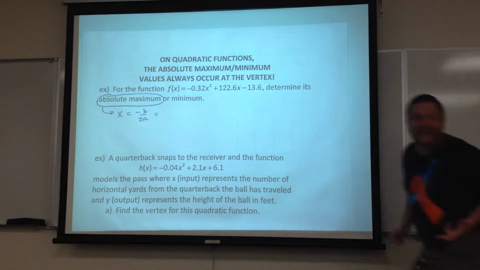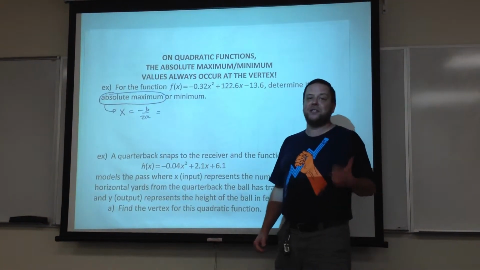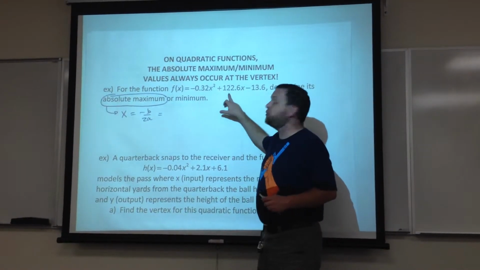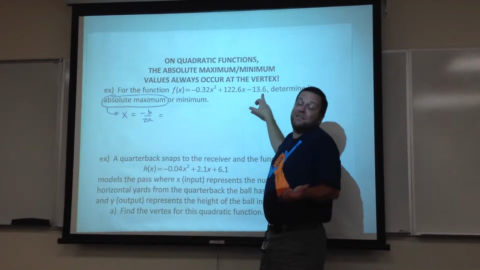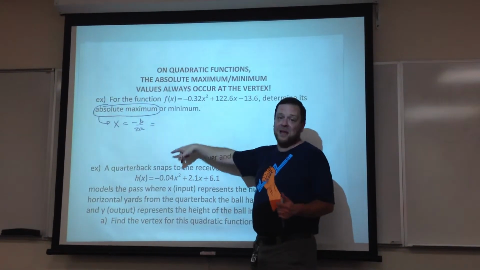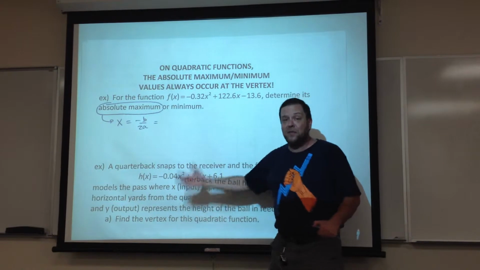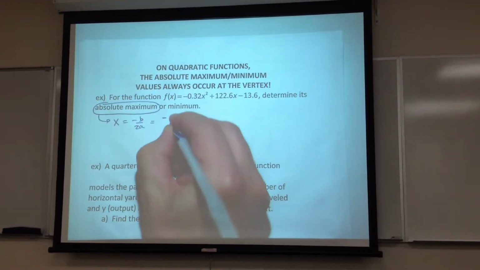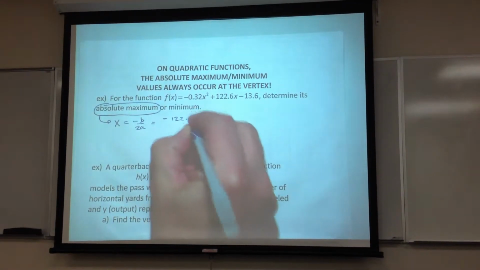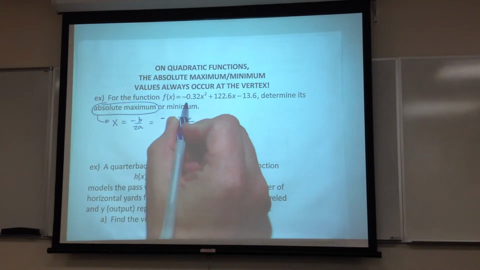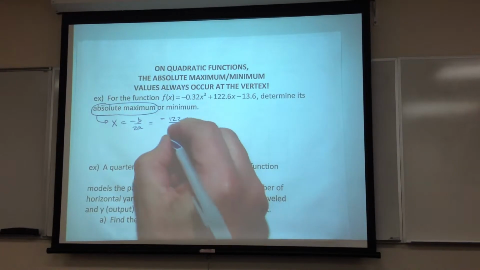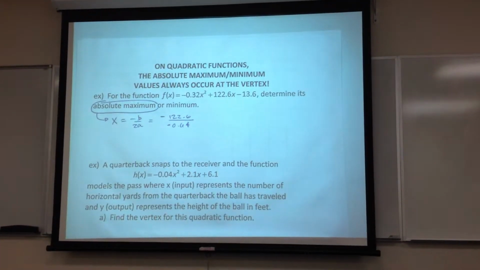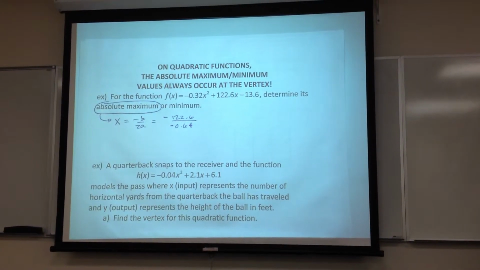So there's that formula again. x equals minus b divided by 2a. And keep in mind, there's your a value on the x squared, there's your b value on the x. That's c if you need it for any reason. We just need a and b for our calculation here. So if I run that through my calculation, the opposite of b is negative 122.6. 2 times a is 2 times negative 0.32. That'll be negative 0.64.